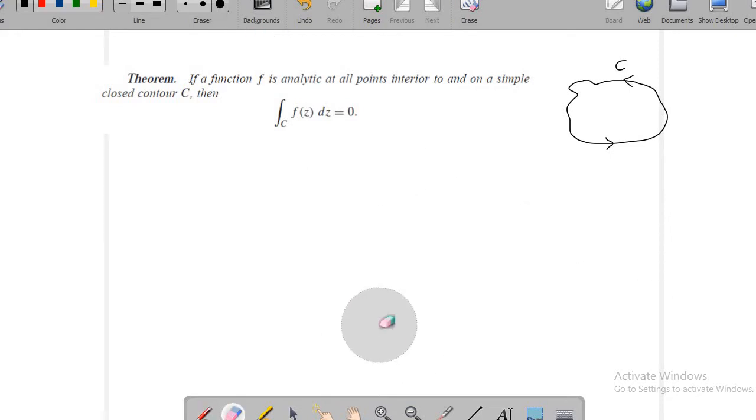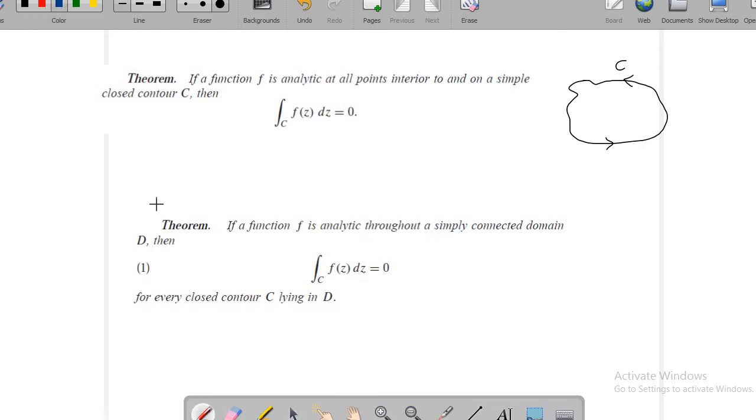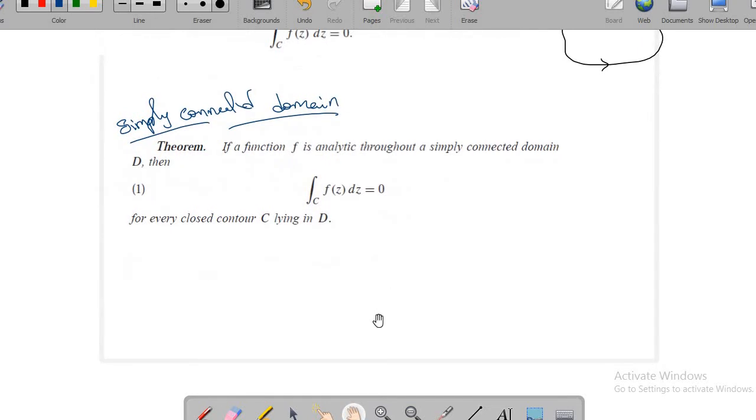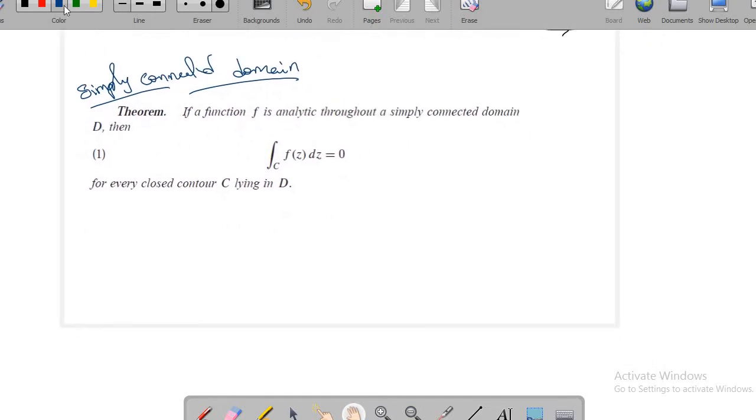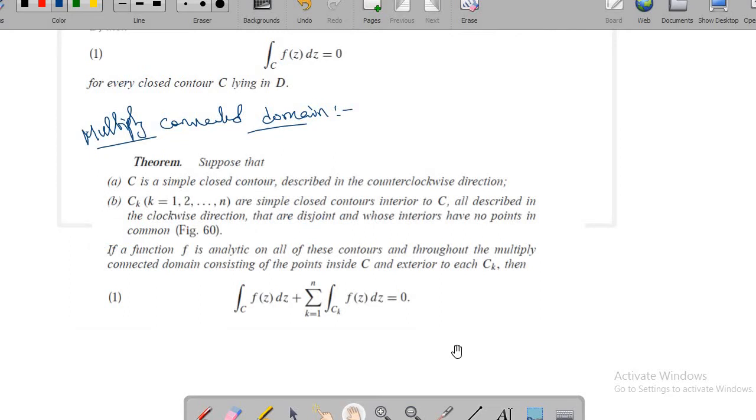Now let us see the theorem for simply connected domains as well as multiply connected domains. So this is the theorem for a simply connected domain. Let me be specific. You can see that these two are the same. There is not much difference between them when you have a simply connected domain. Now let us see an interesting theorem for multiply connected domains. And here is the theorem. Try to understand what it says. Suppose C is a simple closed contour which is described in the counterclockwise direction.